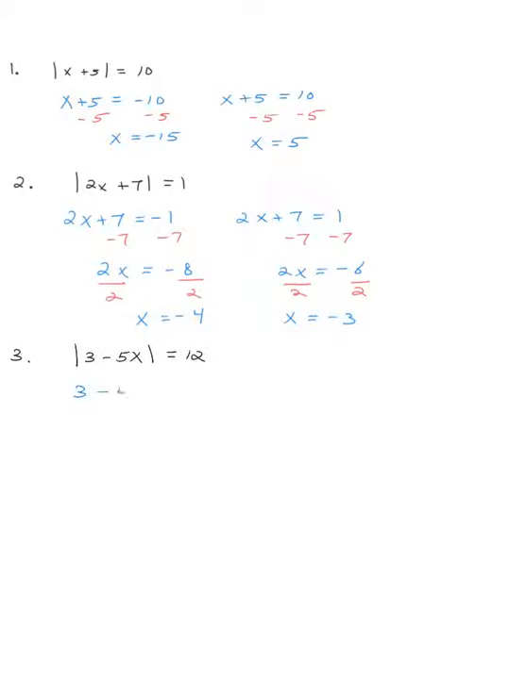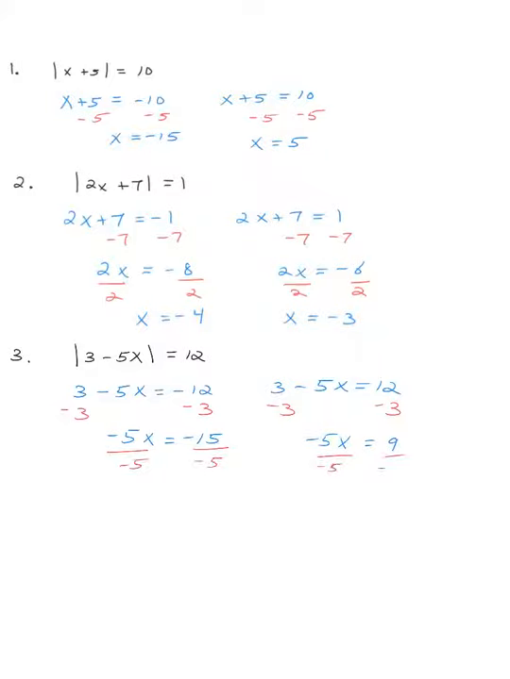We have 3 minus 5x is equal to negative 12, and also positive 12. Can subtract 3. This gives us negative 5x is equal to negative 15. Also negative 5x is equal to 9. Dividing both sides by negative 5 across the board, we have that x is equal to 3, but also x is equal to negative 9/5.